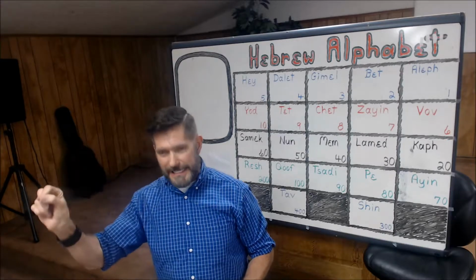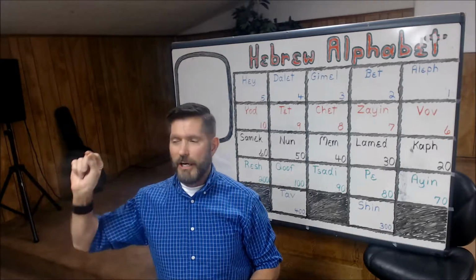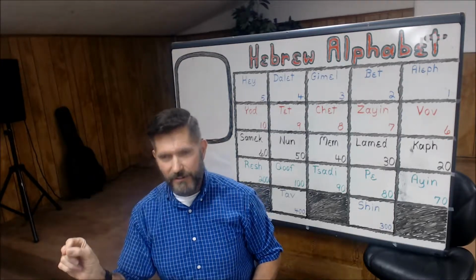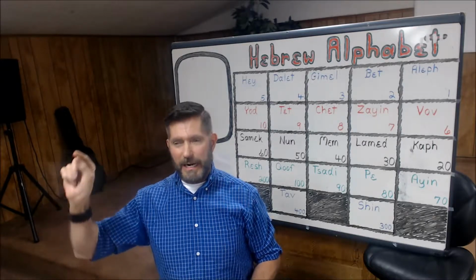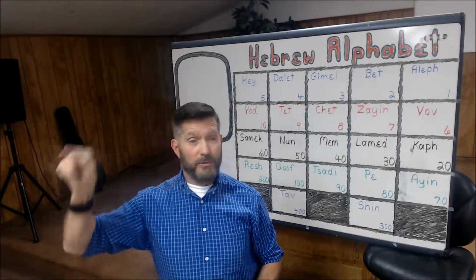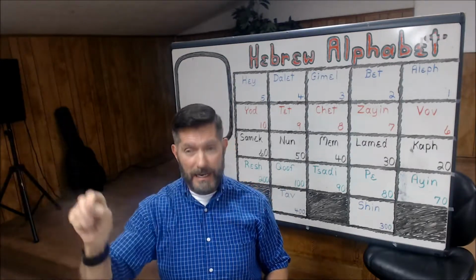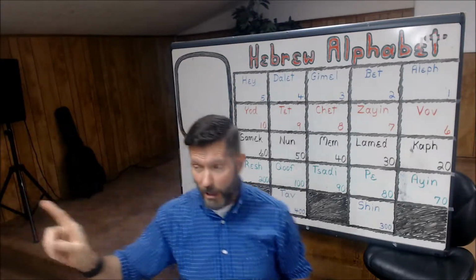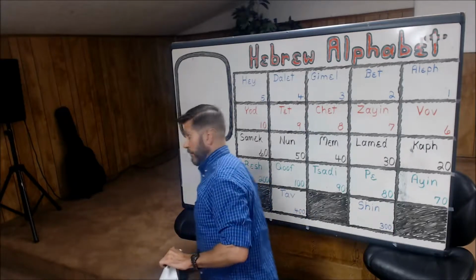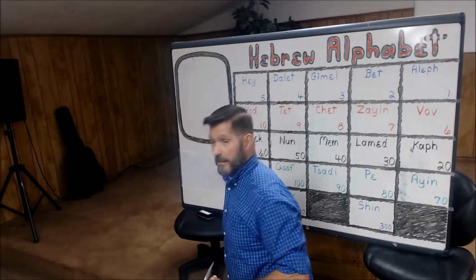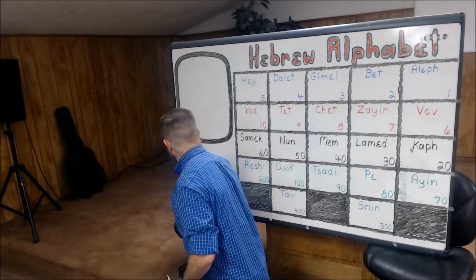So when you write it down and you draw it the way I show you, you're going to say aleph, aleph, and you write it down. And I want you to write the numerical value of each letter above it. Aleph, numerical value 1. Aleph, numerical value 1. And we're going to write them all. I'm going to do it here, and you're going to do it on your paper, and we're going to write them all the way across.